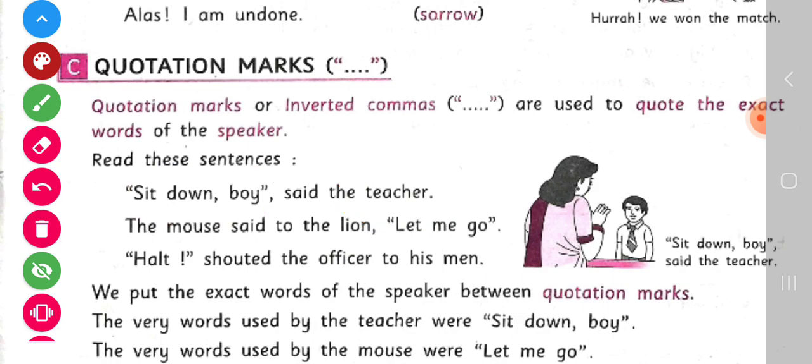Understood? The mouse said to the lion, let me go. These words are being said by the mouse, because the mouse is saying these words exactly. Okay, and that's why the inverted commas are being used here. Okay, halt, shouted the officer to his men, because the officer is saying that halt. That's why here inverted commas are being used.